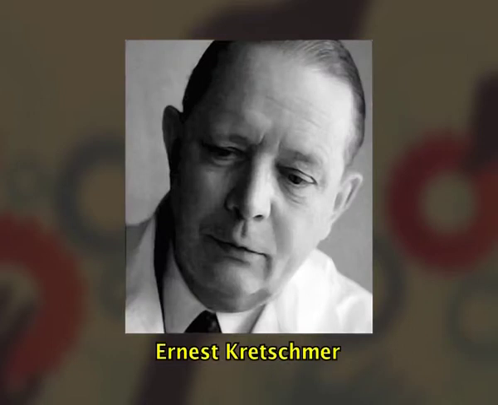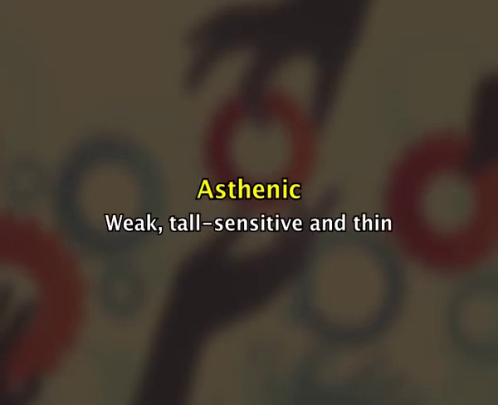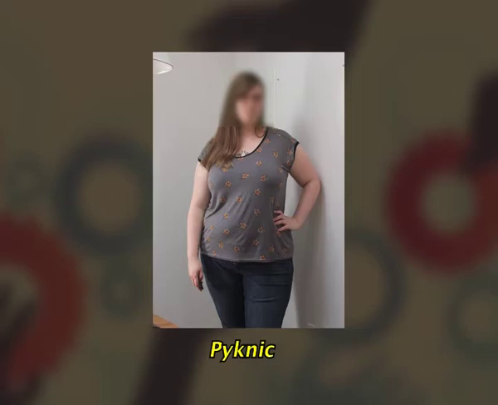Ernst Kretschmer classified all human beings into certain biological types according to their physical structure and allotted certain personality characteristics associated with each physical makeup. Number 1, Pyknic. These are the people who are stocky, full-chested or portly; asthenic: weak, tall, sensitive and thin; athletic: strong. Pyknics have fat bodies. They are of medium stature, with a soft face, thick neck and rounded shoulders.